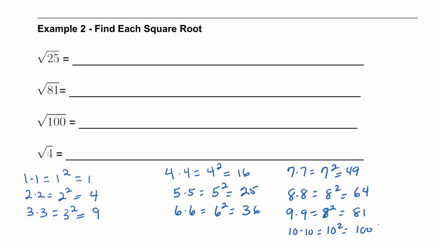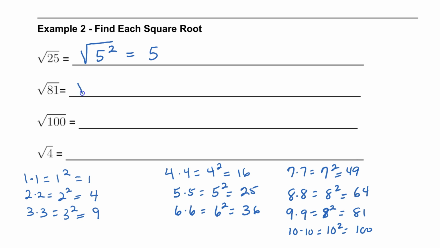The square root is going in the reverse. So if you want to find the square root of 25, we know that it's going to be the square root of 5 squared, and so it's just going to be 5. It's going to be that one number itself.